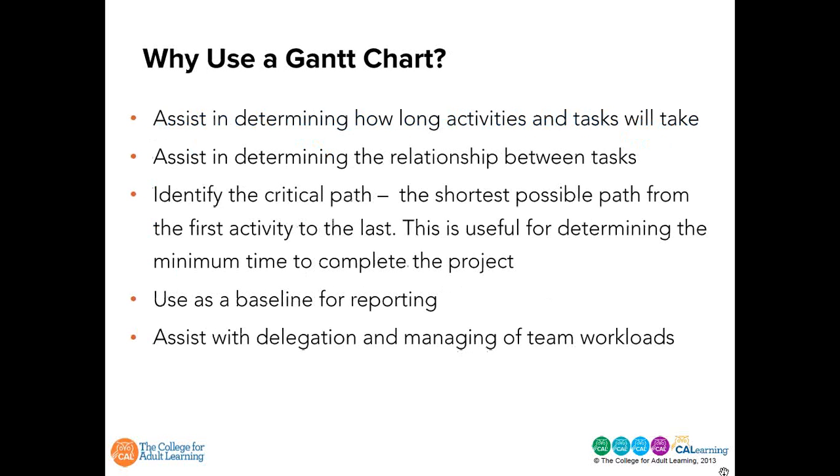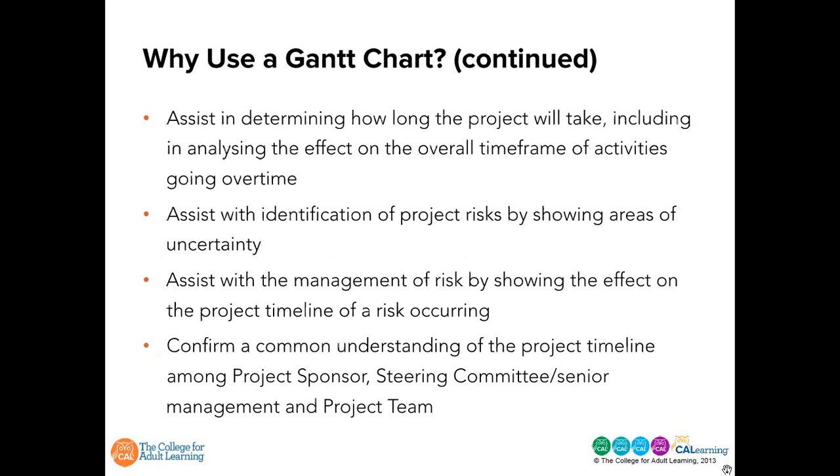You might ask, why use a Gantt chart? Well, it assists in determining how long activities and tasks will take. It assists in determining relationships. It can help identify the critical path, the shortest possible path from the first activity to the last without any delay. It can be used for baseline reporting, can assist with delegation and managing team workloads, can assist in determining how long the project will take, including analysing the effect over the overall time frame of activities going over time. It can assist with identification of project risks by showing areas of uncertainty.